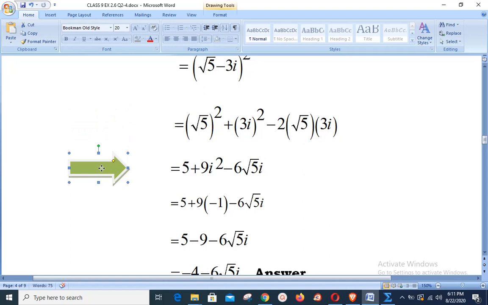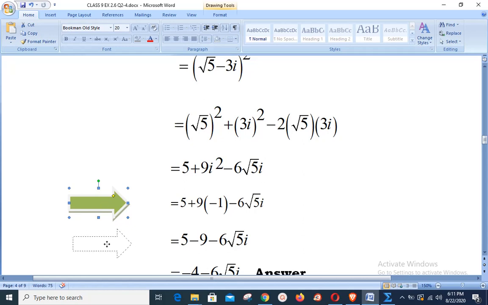In the next step, square root and square will cancel. We are left with only 5, whereas square of 3 iota gives us 9 iota square. Minus 2 into 3 will become 6 into root 5, same into iota, same. Hope you understand. Iota square is equal to minus 1, so we have 5 plus 9 into minus 1 minus 6 into square root 5 iota.